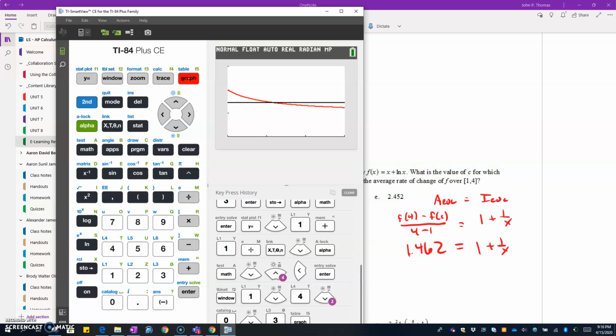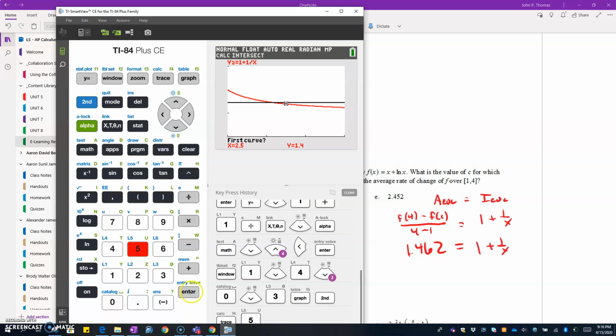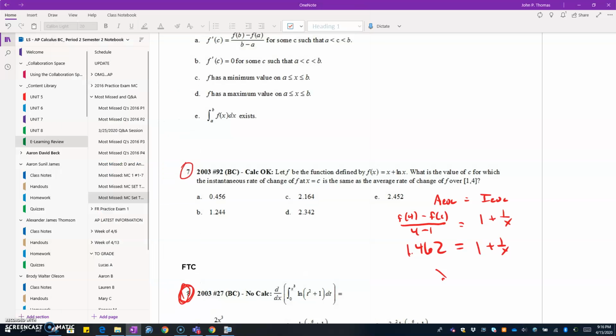We have one intersection point there, so I'm going to go second trace, intersect, which is number 5. And there's only one, so I'm just going to hit enter 3 times. All right, and that gives me a 2.164. All right, so x equals 2.164, which is choice C. All right, and that would be our one spot that satisfies, in this case, the mean value theorem, MVT.